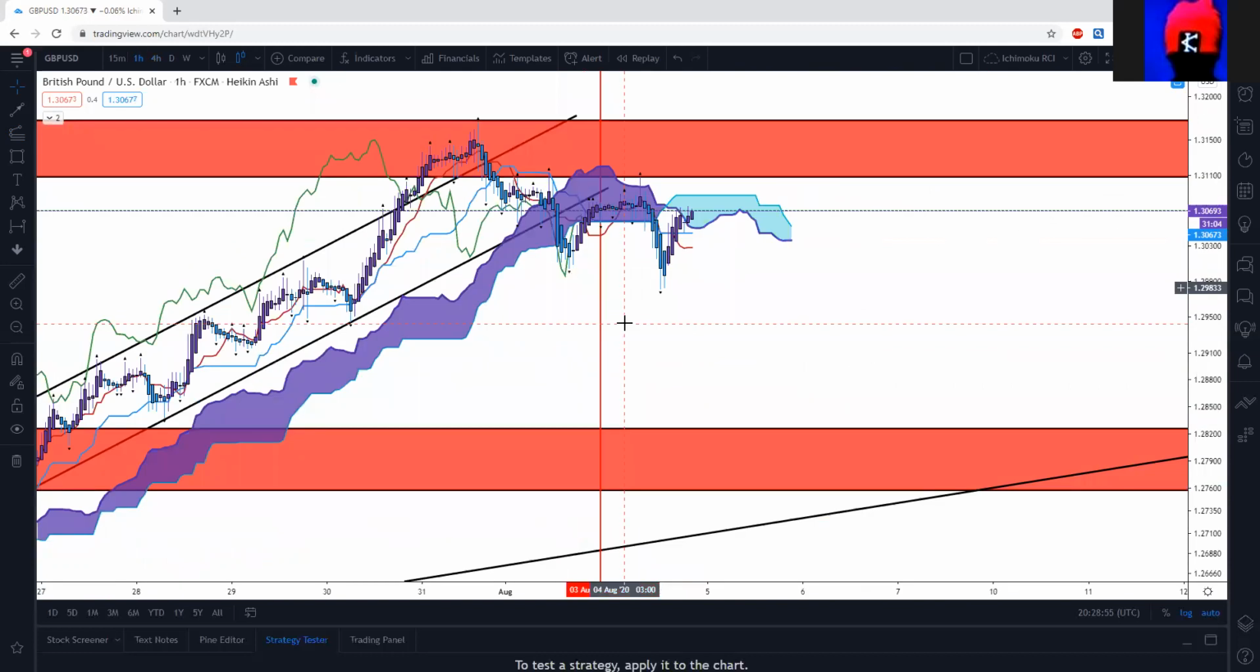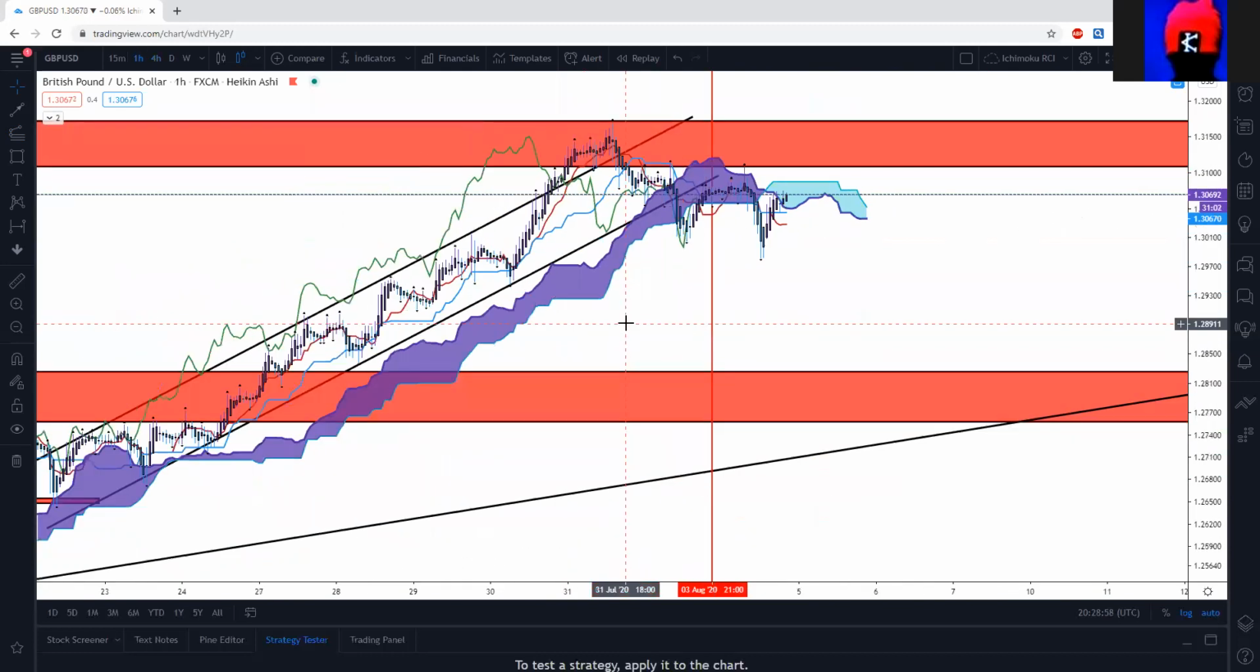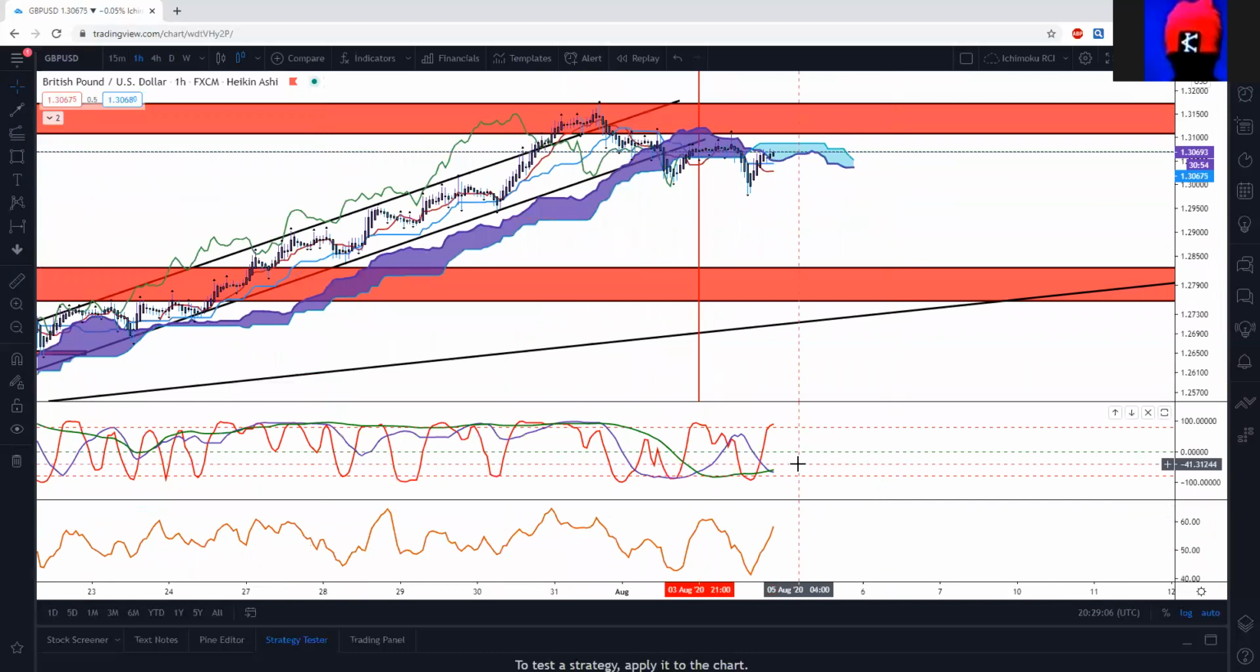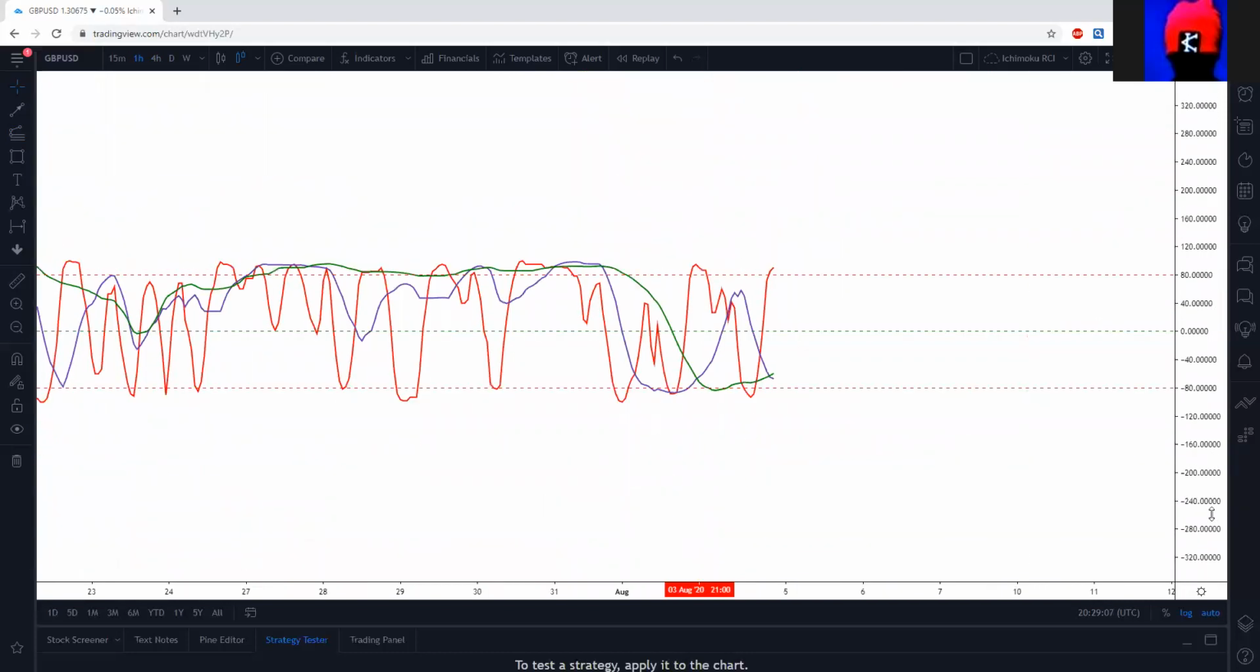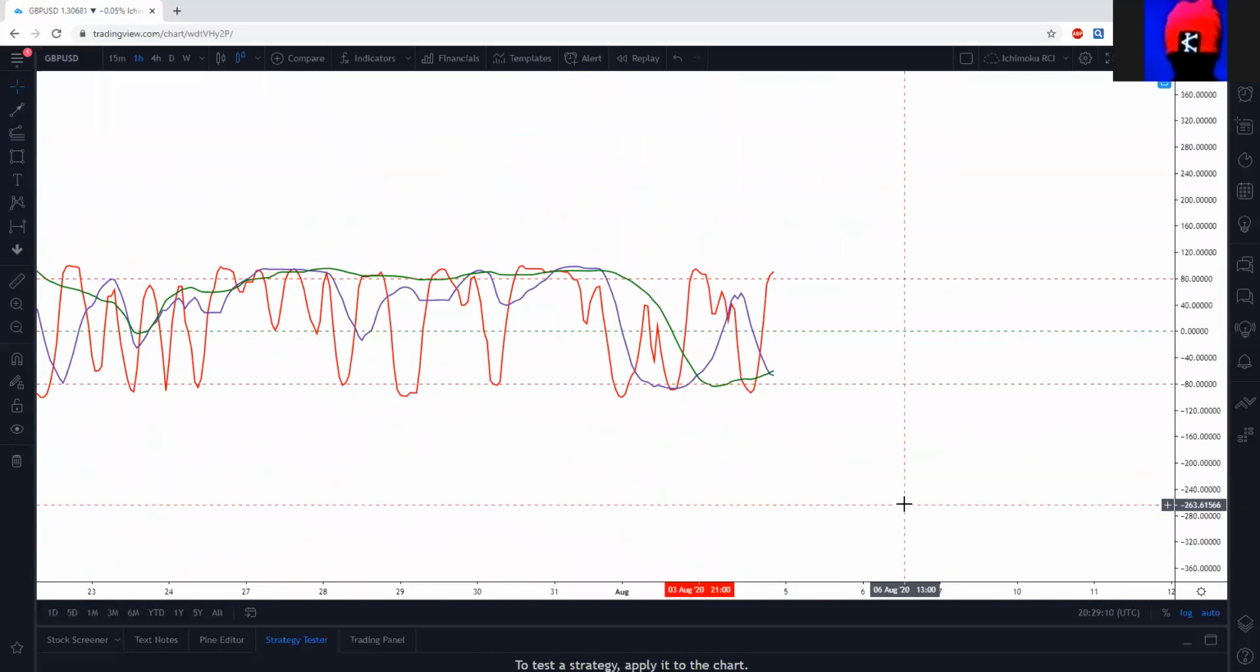Looking at the 1 hour, looks like the market's trying to move lower on the 1 hour. And if you look here, what's RCI telling us right here? The price is going down for sure. Right.